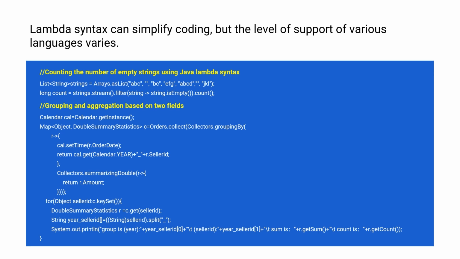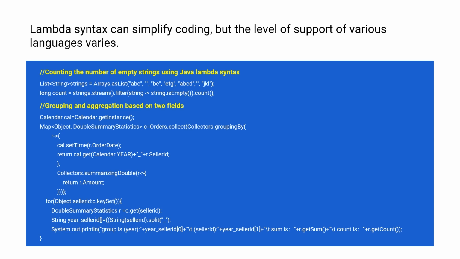For example, for Java 8 and later versions, counting the number of empty strings can be written as follows. The Lambda syntax of directly writing function bodies at parameters can simplify the definition of anonymous functions, and is very concise to use. However, implementing some slightly more complex calculations may take longer code, such as grouping and aggregation based on two fields. In this code, all places where field names appear must be prefixed with the table name, that is, table name.field name, and cannot omit the table name.